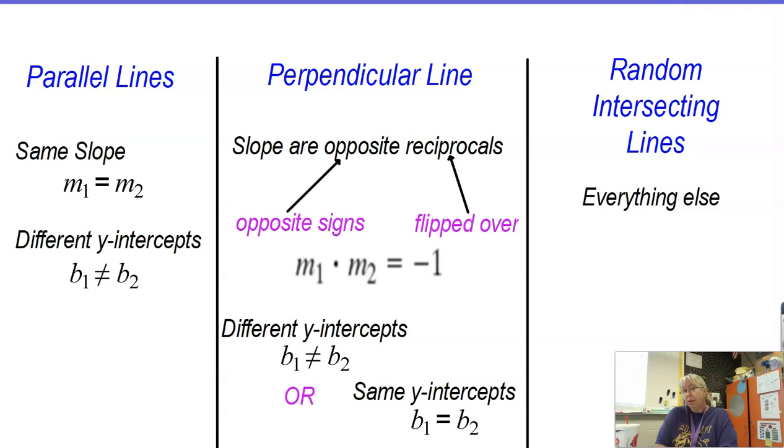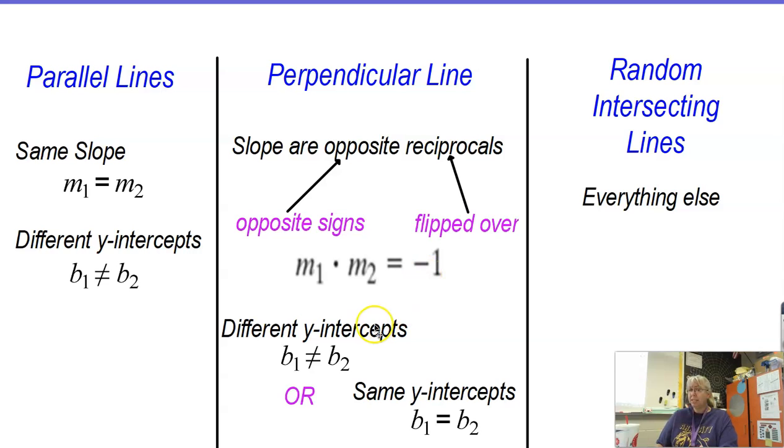So to recap, in order to be parallel lines, the slopes need to be the same, and the y-intercepts need to be different. In order to be perpendicular lines, they need to be opposite reciprocals. So they will have opposite signs, one positive, one negative, and reciprocals means that they are flipped from each other. So like one is 2/3 and the other is 3/2. And you want to multiply your slopes together to get -1.